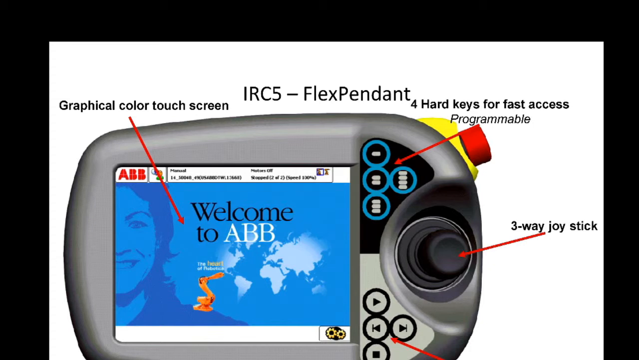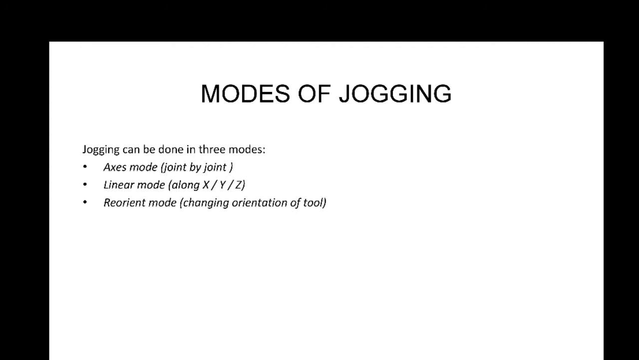We have different modes of jogging. Using the joystick, we can jog the robot. How can we jog? Axis mode, linear mode, or reorient mode. Axis mode, linear mode, and reorient mode. There are three different modes with which we can jog the robots.